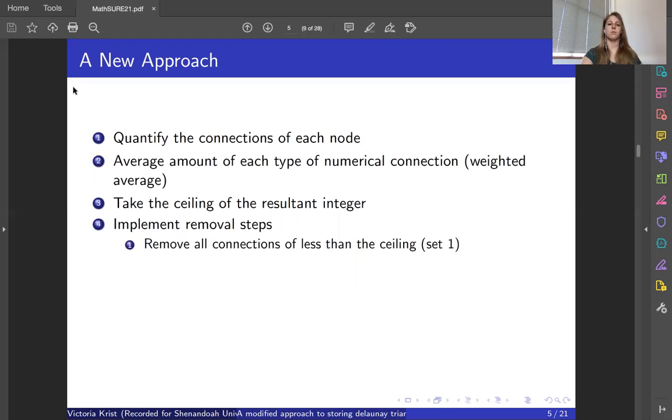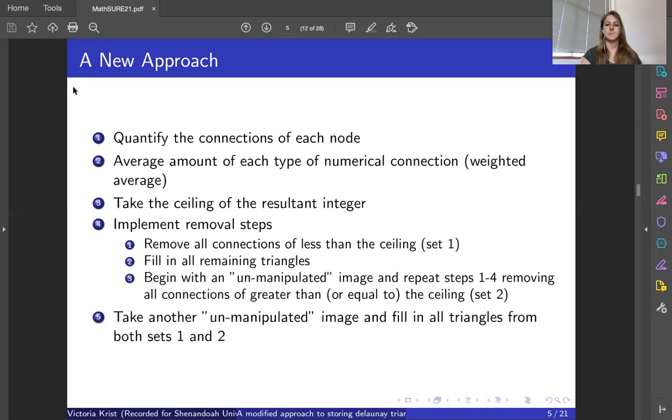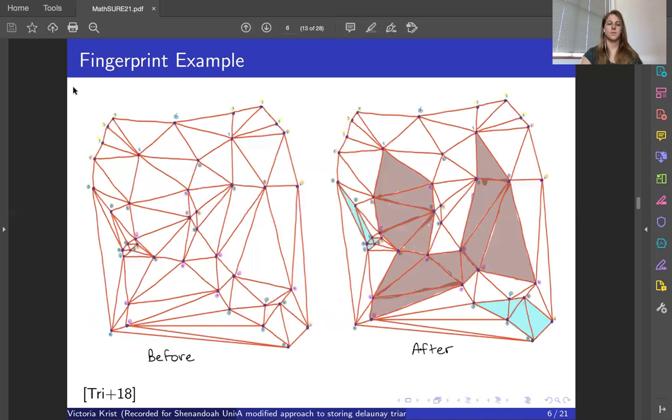First, starting with removing all connections of less than the ceiling, all remaining triangles are stored as set 1. And then doing this again, but removing all connections of greater than or equal to the ceiling, all preserved triangles are then stored as set 2. And then taking sets 1 and 2 and just looking at which triangles and how many resulted from the removal steps. An example of this can be seen from a fingerprint. On the left is before, on the right is after.